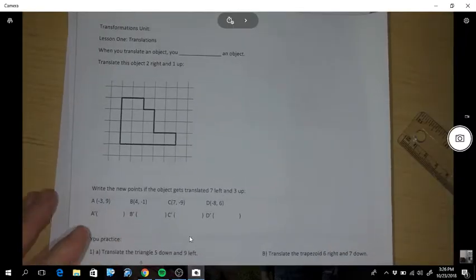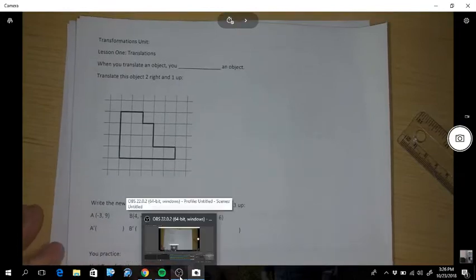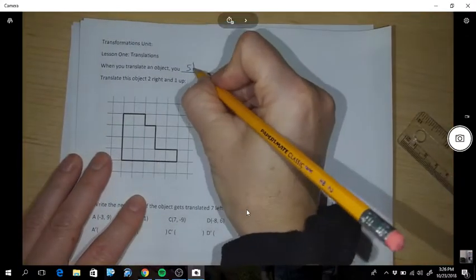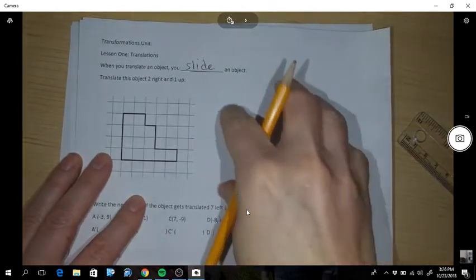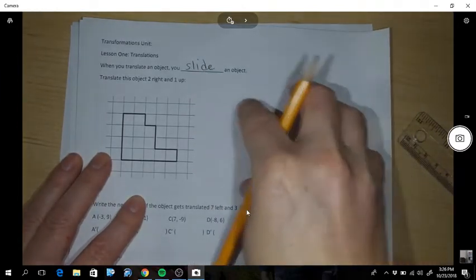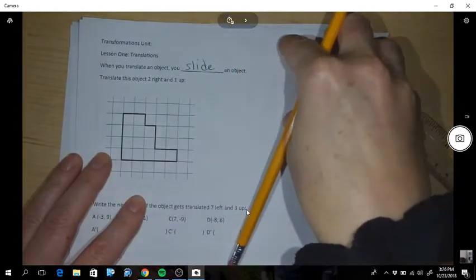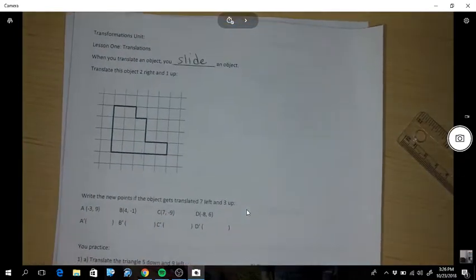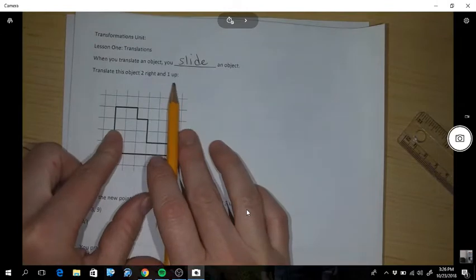Okay, we're going to look at lesson 1 with translations. When you translate an object, you slide it. You can go up, right, down, or left. That's what it's doing. So translate this object 2 right and 1 up.